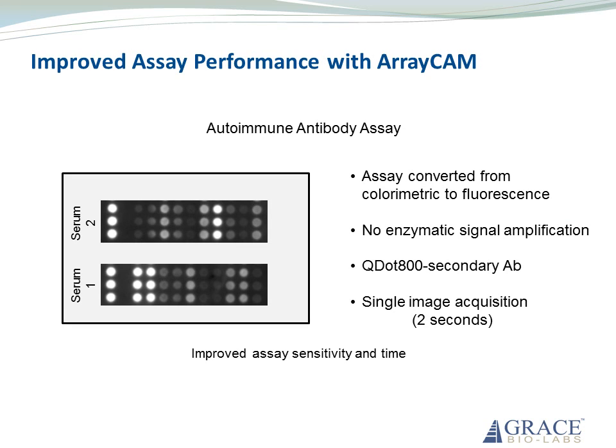Using ArrayCAM, we've improved sensitivity, assay time, and detection time by converting from a colorimetric method to a fluorescent method. Here is an example showing excellent discrimination between two serum samples using this autoimmune antigen panel. ArrayCAM imaging resulted in higher sensitivity with QNP fluorescence than with the colorimetric method and didn't require any enzymatic signal amplification. Additionally, this image was acquired on ArrayCAM in about 2 seconds, further reducing total assay time.